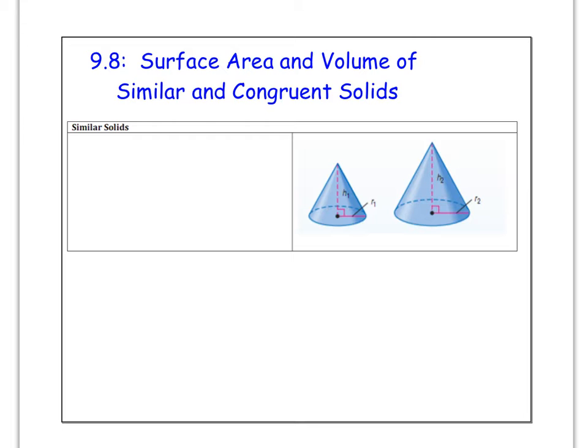Today we are going to talk about Unit 9, Lesson 8. It's called Surface Area and Volume of Similar and Congruent Solids. So we're going to look at similar figures and figure out how their surface areas compare, how their volumes compare.